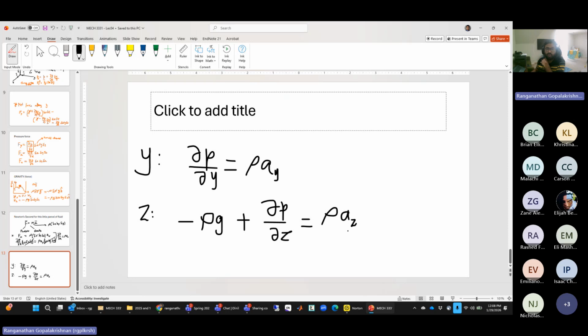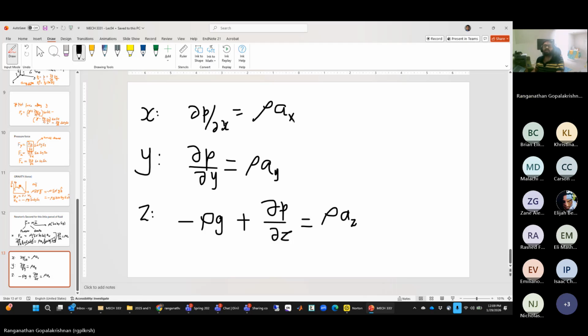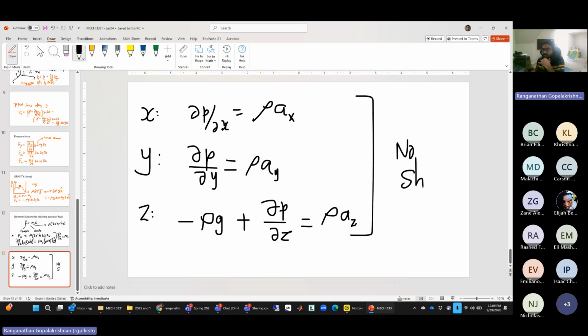Okay. So if I put them together, just for the sake of clarity, I'll bring the x equation here so you can have them all in one place. Partial p over partial x equals rho times ax. Here it is. If you have a fluid in which there are no shear forces, the pressure distribution is described by this set of equations along x, y, and z. The main restriction is no shear. Make sure that assumption is okay, then you can use this equation to describe the pressure distribution in that fluid.